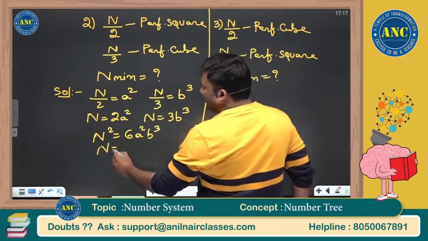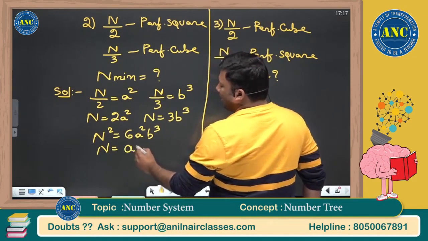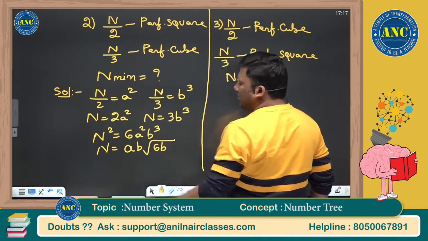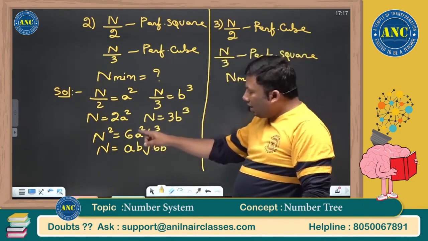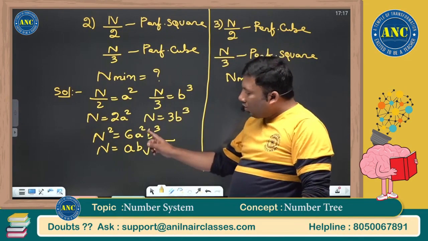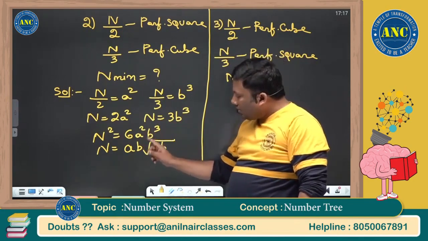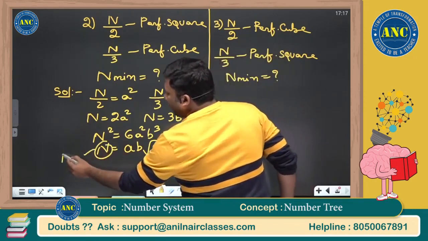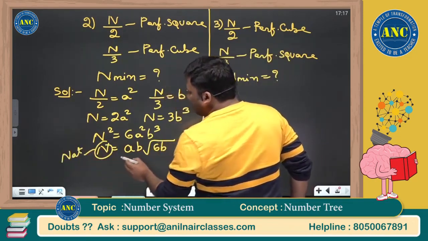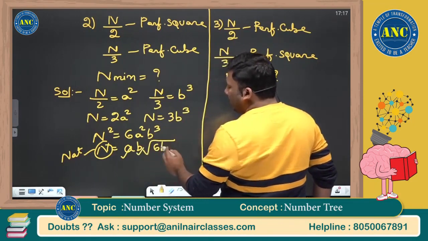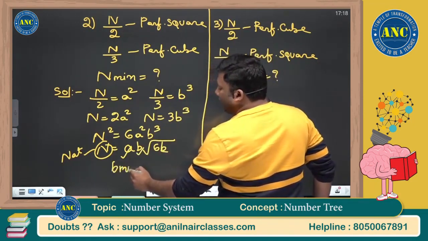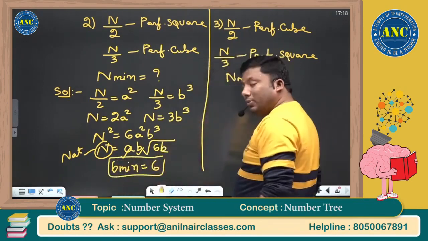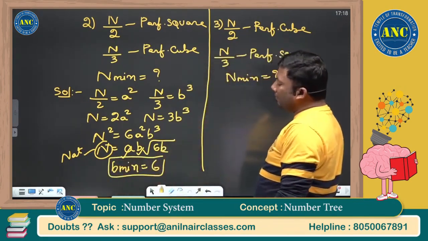So n is nothing but the root of 6a square b cube. Root of a square is a. Root of b square is b. Now see here, n is a natural number. This is a natural number. So for b minimum value, under the root there is a 6 and another 6 should be there for this number to become a perfect square.